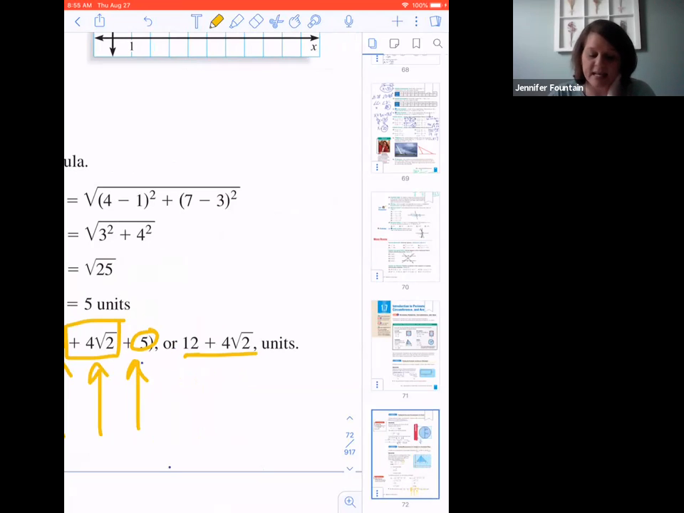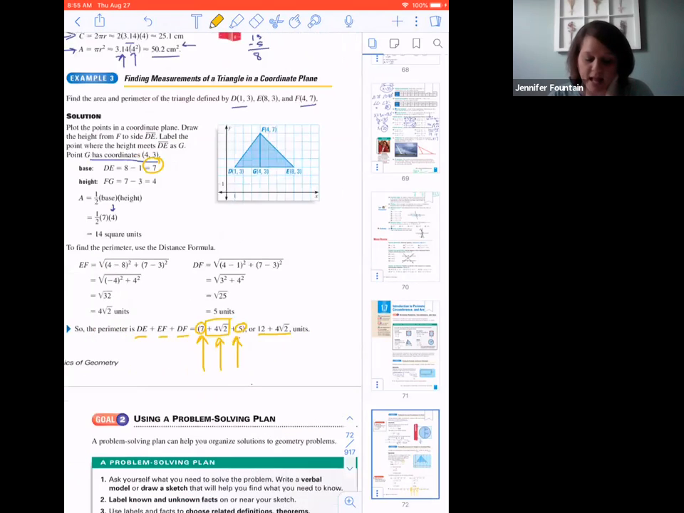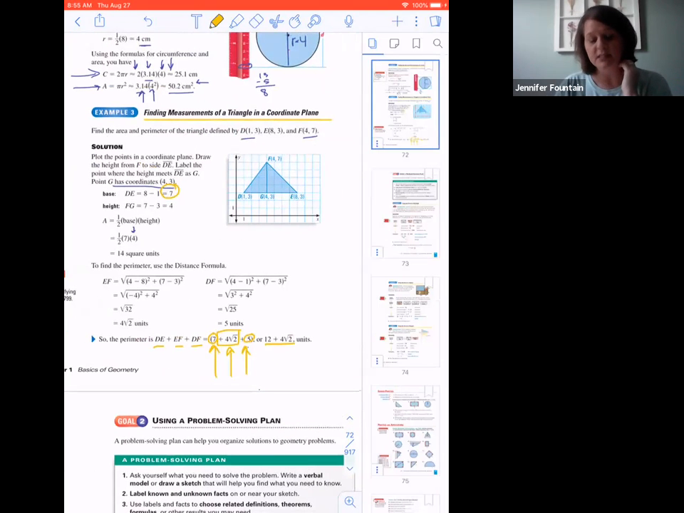Okay, so finding the perimeter of a triangle, I have to use the distance formula for my slants. I already know my distance of my base because that's easy to calculate. But if I didn't, I could use the distance formula there as well. Area equals 1/2 base times height, but to find perimeter, I may have to use the distance formula.